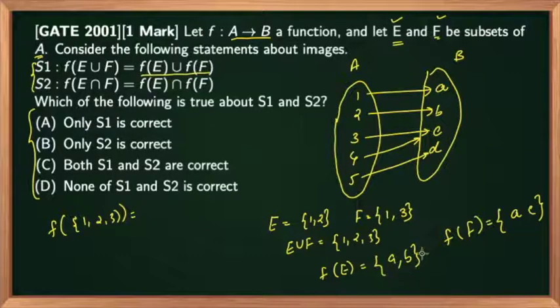Now, what is F of E union F of F? F of E union F of F will be equal to A, B, C, right? And what is F of 1, 2, 3? F of 1, 2, 3 will be 1 is mapped to A, and 2 is mapped to B, 3 is mapped to C, right? So the first choice says these two are actually same, and second choice says instead of union you take intersection, then also this choice is true, right? So this is the meaning of this.